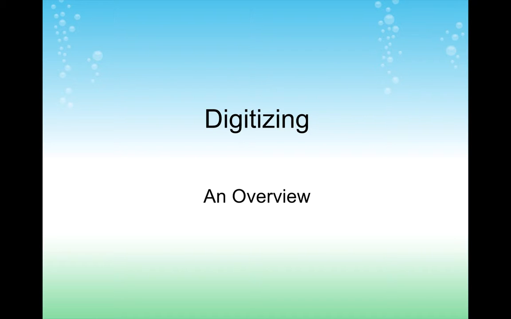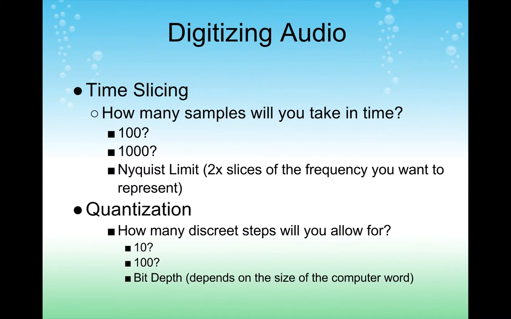Let's talk about digitizing. Let's talk about getting stuff from the analog world into the digital world, getting stuff onto the computer. Right? When you digitize audio, you'll want to know sample rate, time slices, how many samples are you going to take in time. You'll want to know about things in a little deeper geek kind of tutorial about the Nyquist limit. How many samples do I really need to take to represent the audio? You want to know how many steps you're going to allow. You want to know what the bit depth is. You'll want to know how smooth you can reconstruct that analog curve in your digital samples.